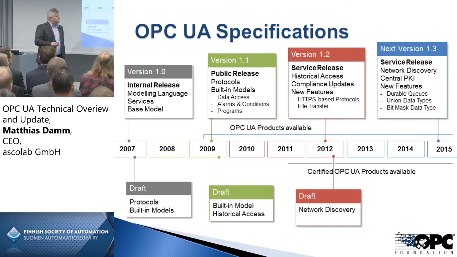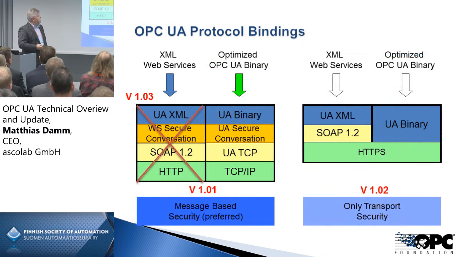And we also added features like new variations of structure data types, like support for unions and optional fields in structures and bit mask data types. So that was done in July this year.